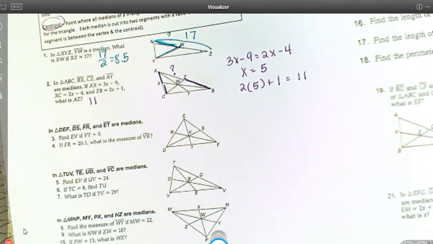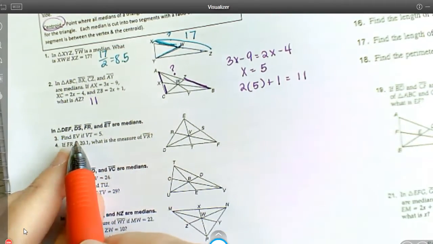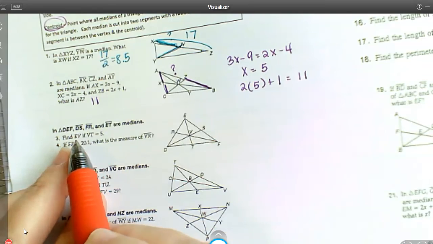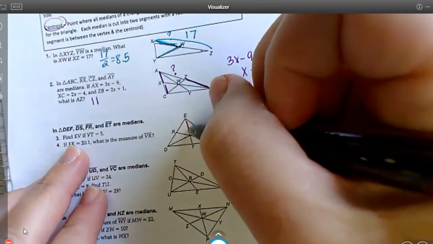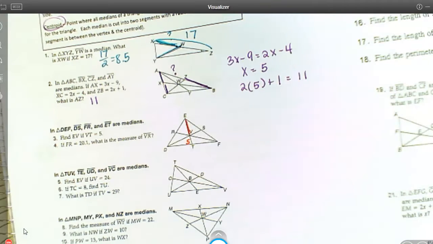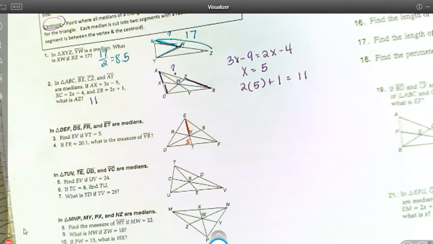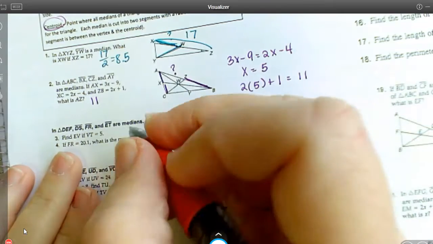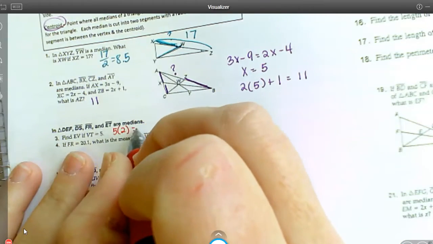Okay, let's look at some other ones. Again, we've got medians here. EV is what we're looking for, and VT is 5. Because it's not asking about the outside, those two things are not equal. The part from the vertex is twice as long as the part from the side. So since the side part is 5, how am I going to figure out the vertex part? Multiply by 2, because that's the longer part. So 5 times 2 is 10.